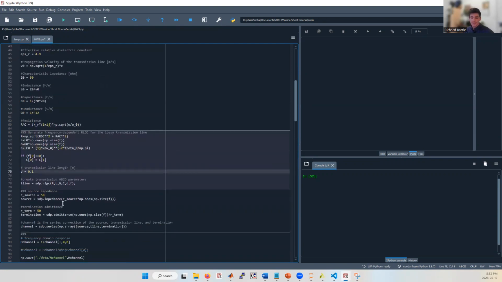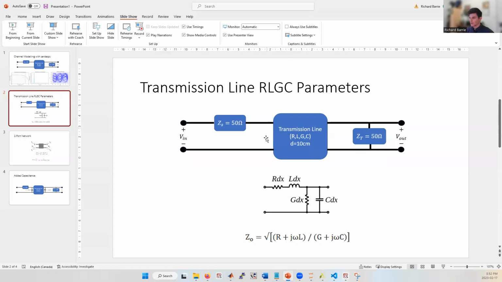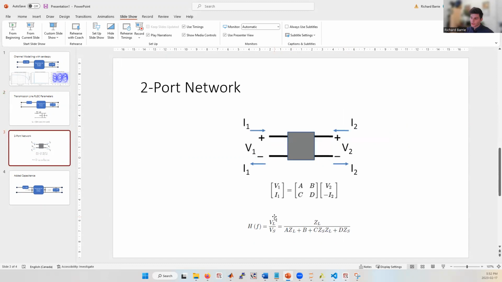We're also going to be using a 10 centimeter long transmission line. So now let's go back to the slideshow and see how we're representing this transmission line as a two-port network. A two-port network looks like this. It's got one port on the left side, one port on the right side. Each port has two terminals, and the current entering one terminal is equal to the current exiting the other terminal.